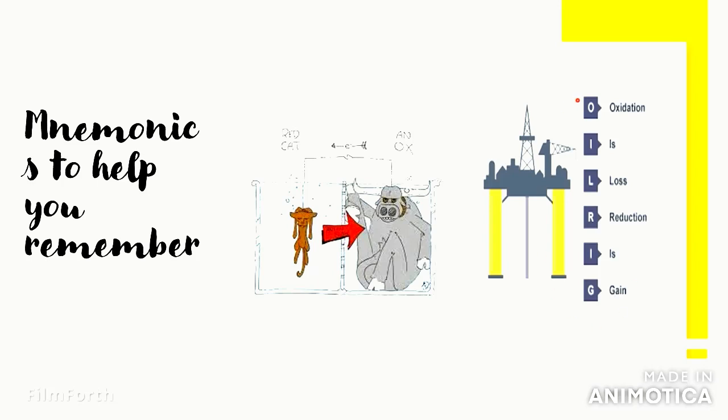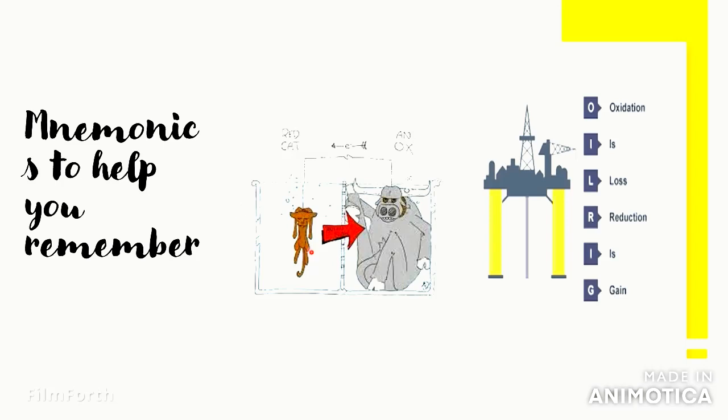This is the mnemonic that is going to help you remember what oxidation is and what reduction is, because a lot of times you have noticed that students get reduction and oxidation mixed up because they look at the word reduce in reduction and then think that reduction is a loss of electrons. It does not work like that. Just remember OIL RIG. Oxidation is loss, reduction is gain.